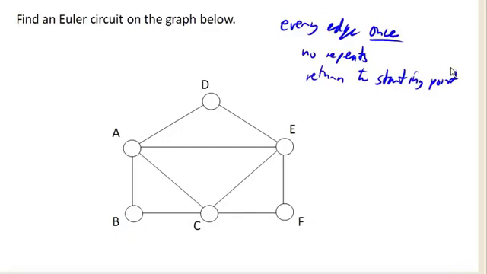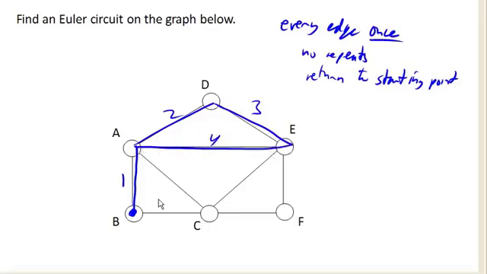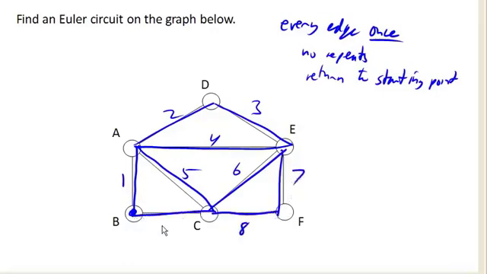Okay, so let's say we start, I don't know, how about here? And so let's do 1, maybe 2, 3, 4. Remember, it's okay to visit the same vertex with an Euler circuit, just not the same edge. 5, 6, 7, 8, and 9. And look, we did it. So we have visited every edge exactly once, and returned to our starting point.